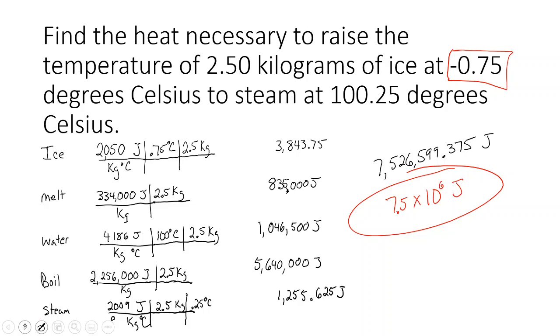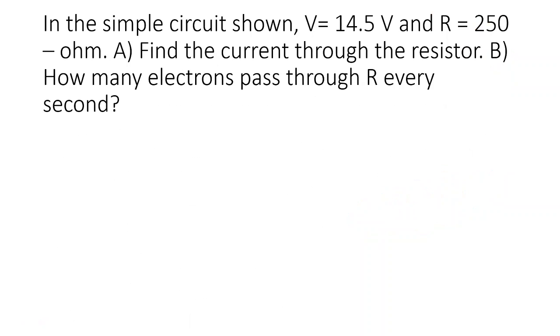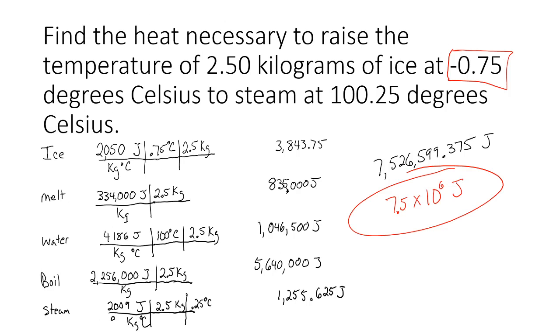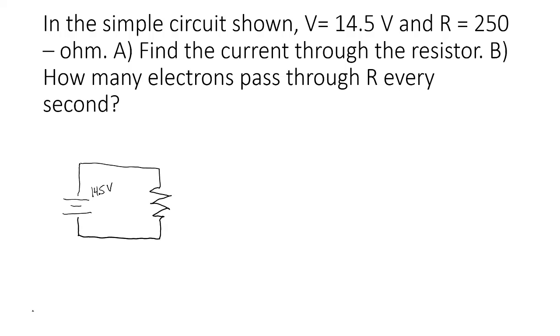All right, let's move forward. The next question we have is in the simple circuit shown. I didn't show a simple circuit, so let's make one. Very, very simple circuit. We have 14.5 volts, and it's passing through a resistor of 250 ohms, and we want to calculate the current passing through there.